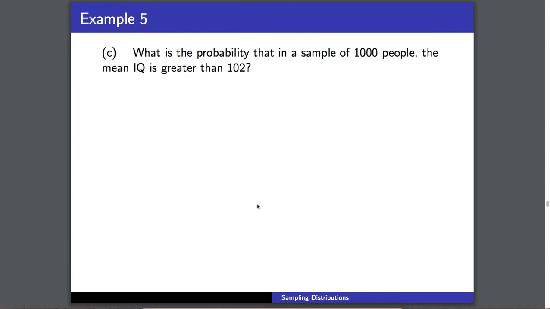All right, part C, we have what is the probability that in a sample of 1,000 people, the mean IQ is greater than 102? So our standard error, which is going to be the standard deviation we use in our program, is now 0.5051. So now the standard deviation would be about a half. So it's gone down from where it was when we used 50 people, and it was 2.263.